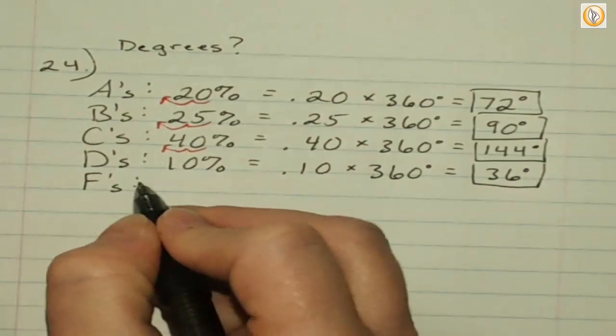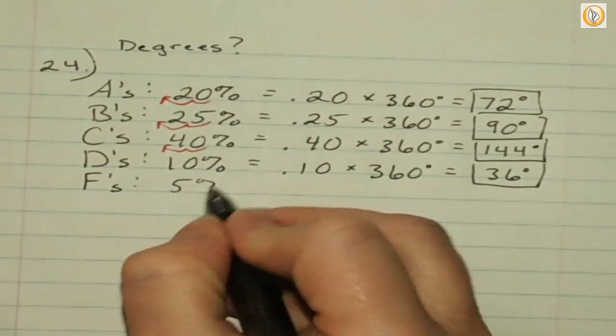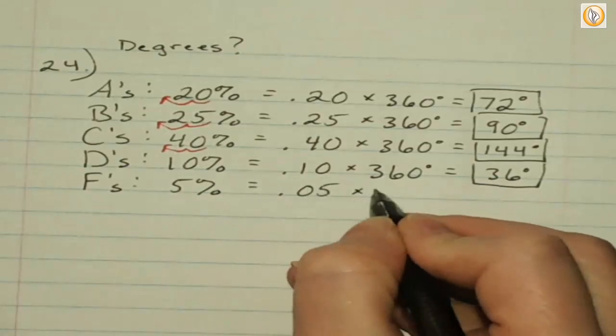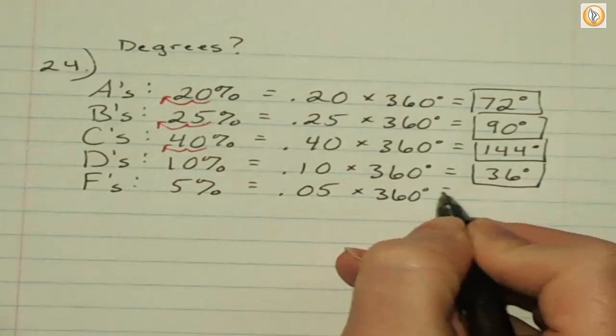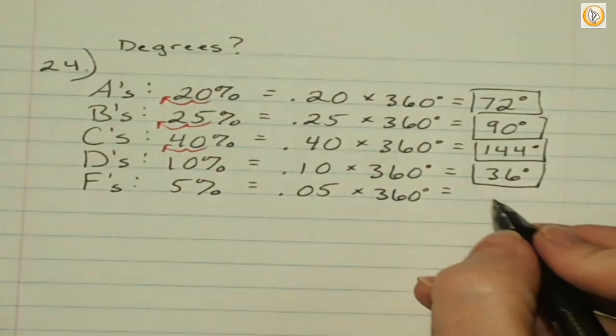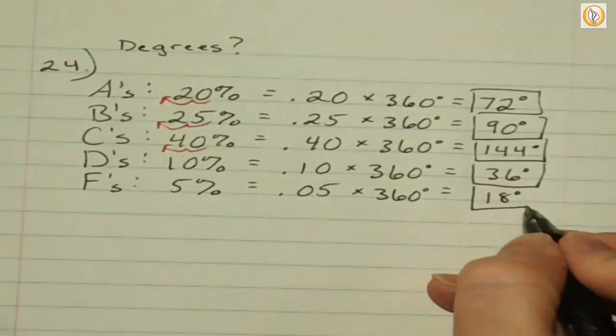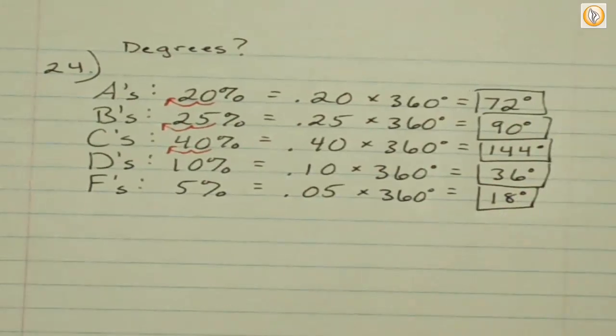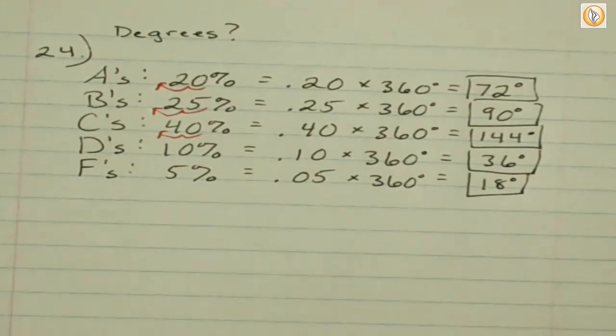F's, 5%. That would be 0.05 times 360. And for the sake of time, that'd be 18 degrees. Okay, so there's your answer for 24. That's all they asked for. Any questions there? Do we know how to find degrees?